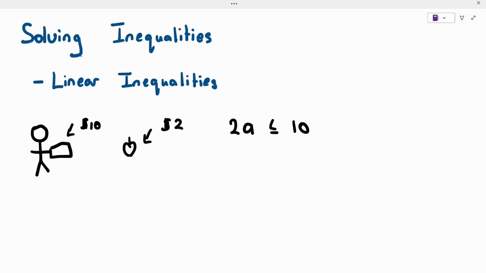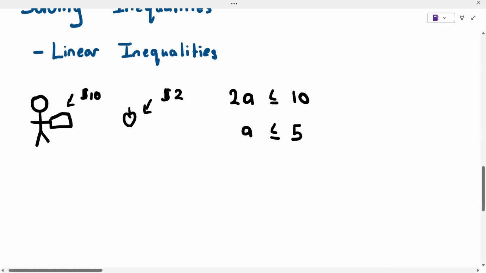So let's see if we were to try to solve this. We want to solve for A. We want to isolate A. So if 2A is less than or equal to 10, then A must be less than or equal to 5. That's it. That is the range of values of A that could satisfy it.